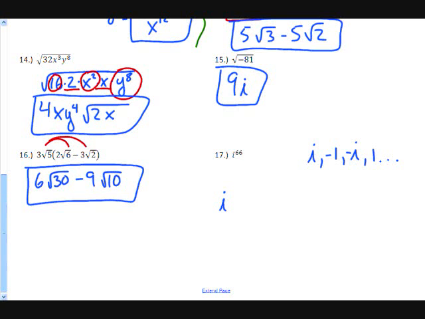And for this one, for 66, I could say i to the 68th. 68 is divisible by 4, which means we're right here in my pattern. So i to the 66th would be back 2, which puts us right here at negative 1. Okay?